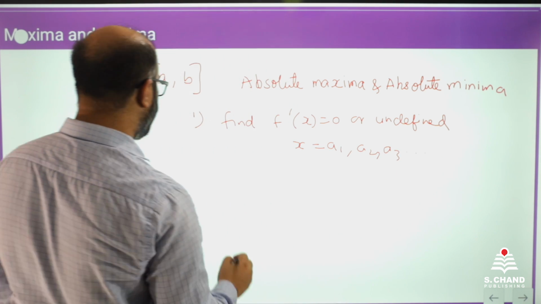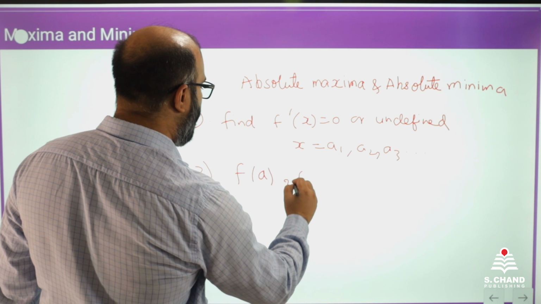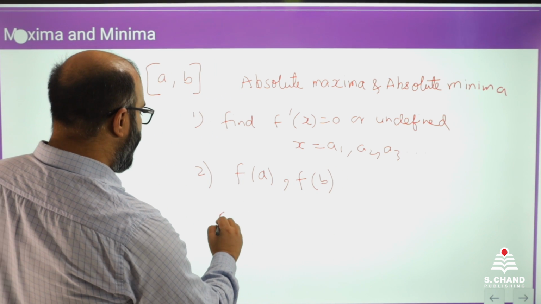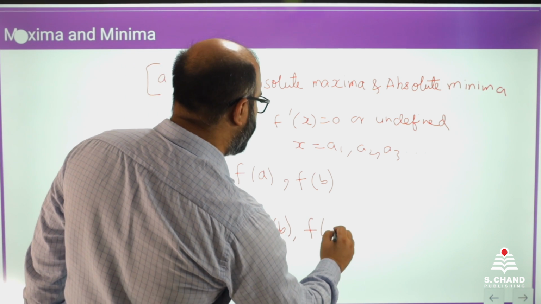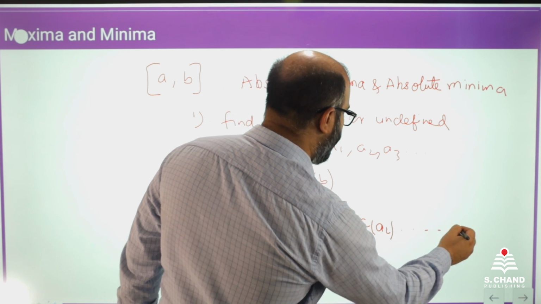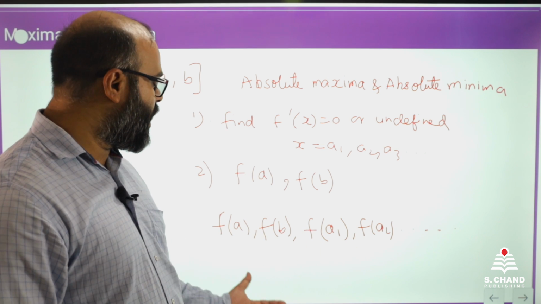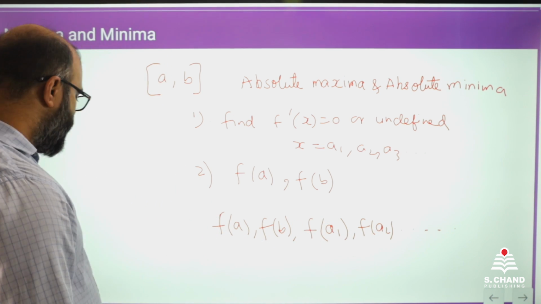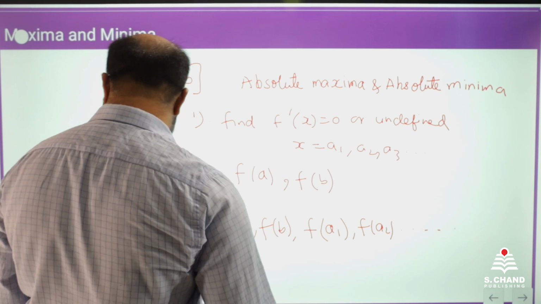Now, the second step is to find f of a and f of b. So we now have to compare f of a, f of b, and f of a1, f of a2, and so on. Whatever is the maximum out of all these is called the absolute maxima, and whatever is the minimum of all these is the absolute minima. There is an open interval concept also. If a question comes, we will see that also.